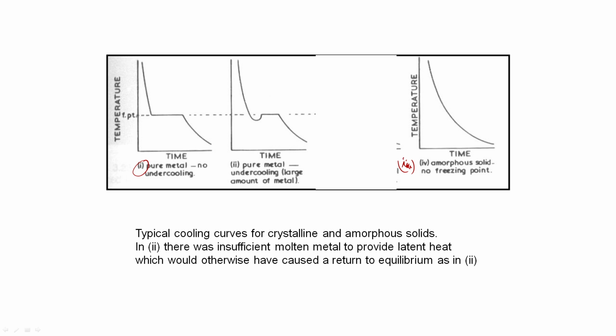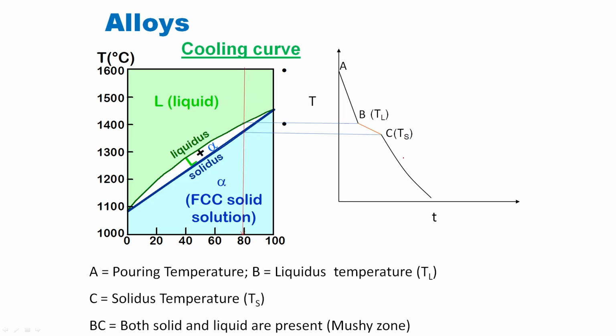Third one is for alloys, that is not for pure metal. So, how will it happen? Let us see the next picture. Let us talk about this kind of simple phase diagram. We talked about some phase diagrams in the last few lectures. Let's talk about a simple phase diagram like this, for nickel and copper.